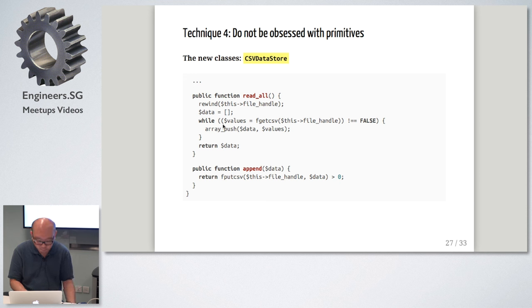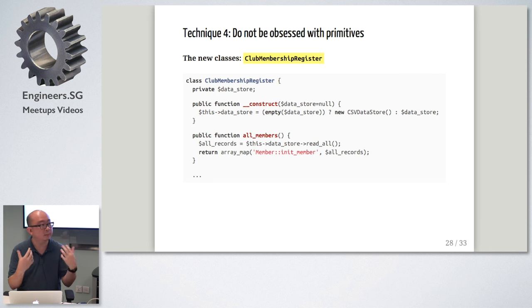So yeah, it has its own attribute, or rather an array. You do an array push to push the data, and then just return the data. So it's just returning arrays, right, at this moment. And then here's the heart of the application. The application, first of all, takes in a data store.